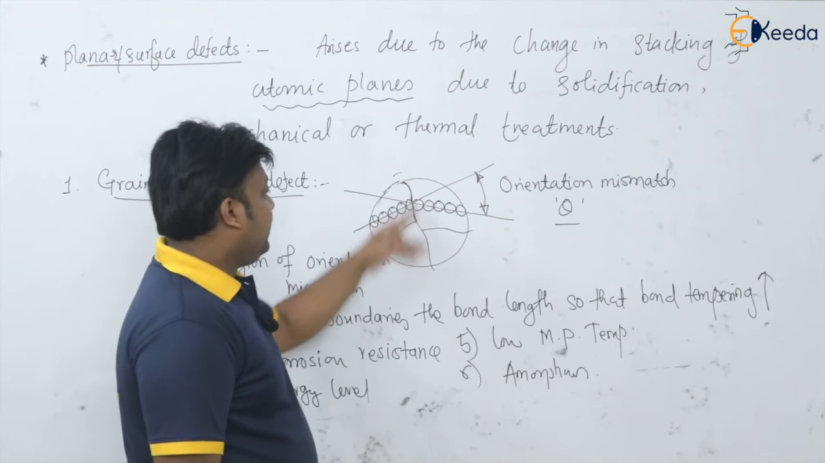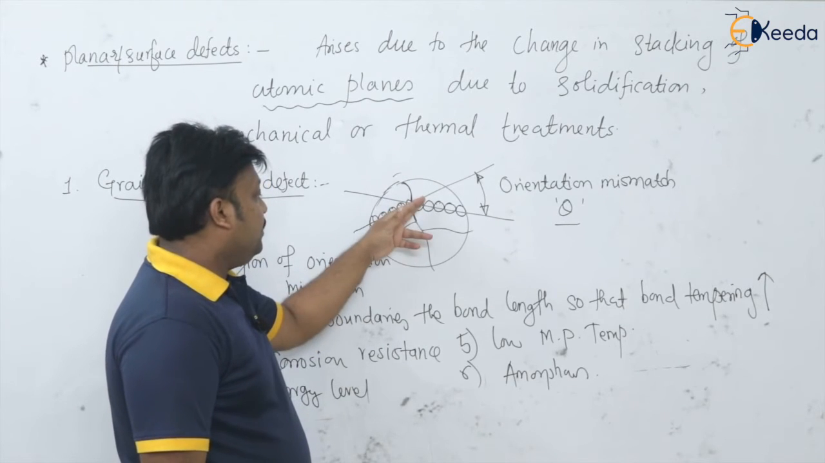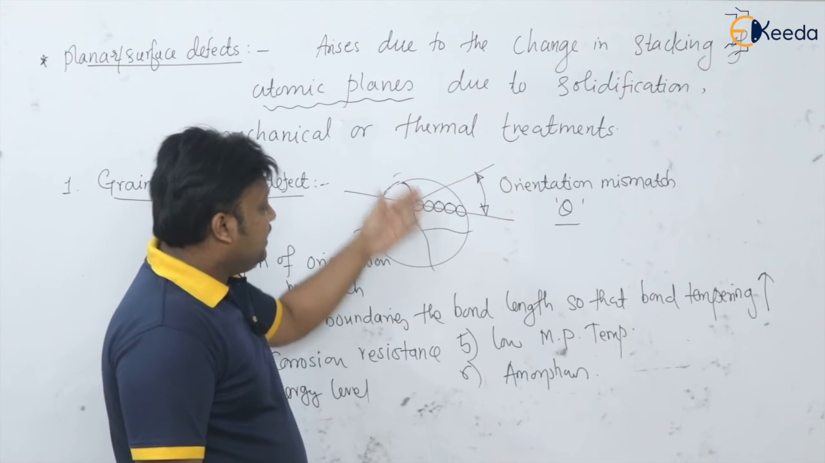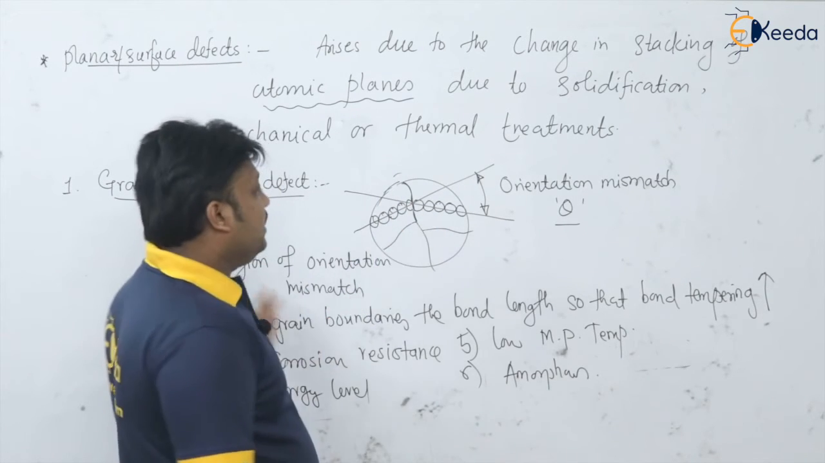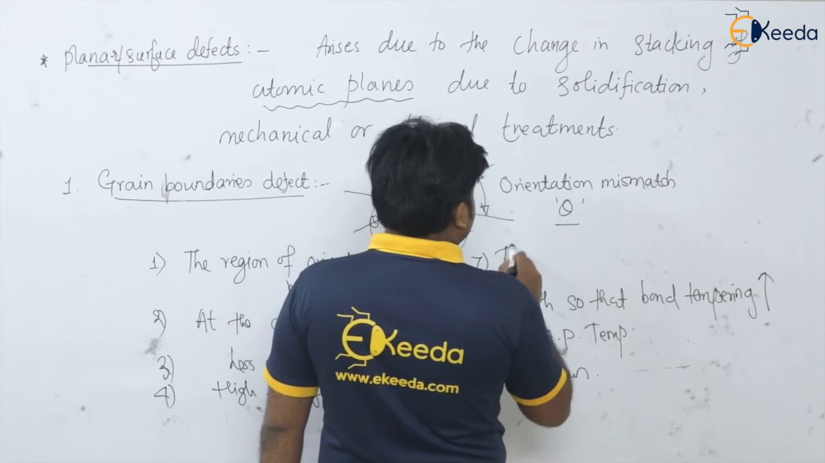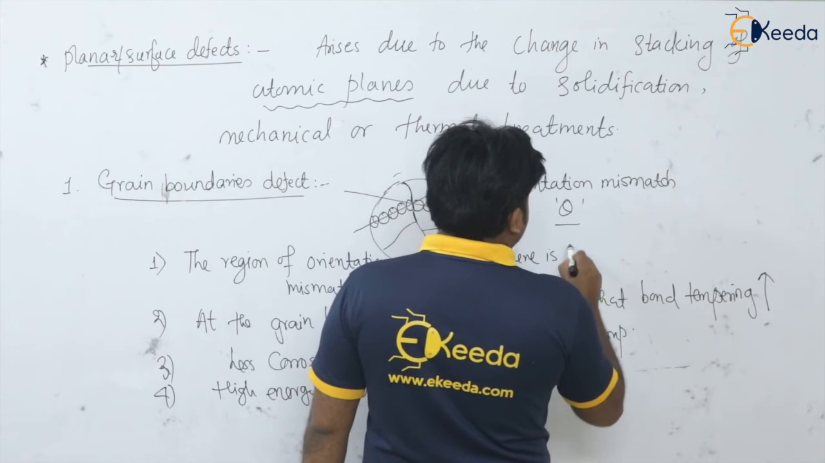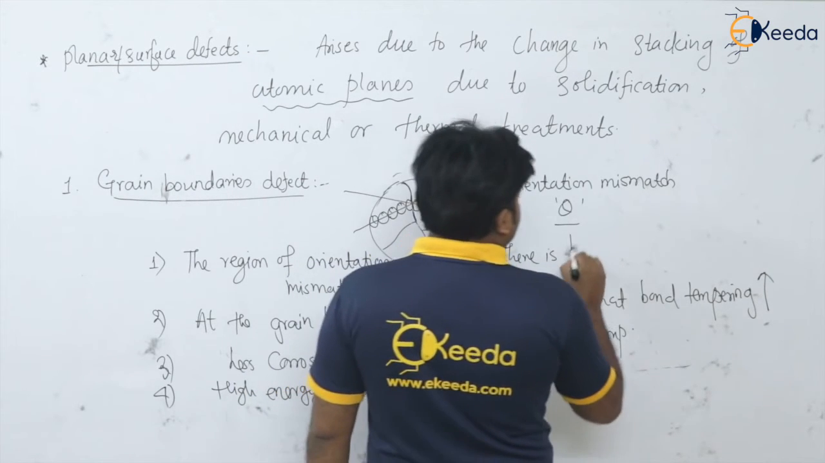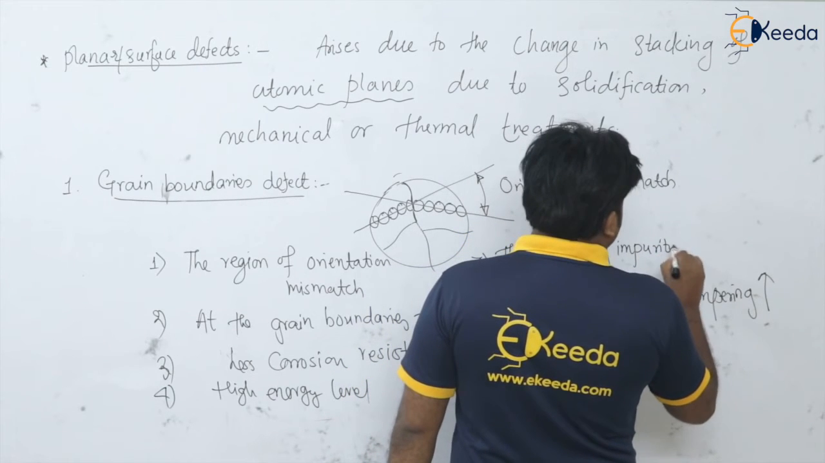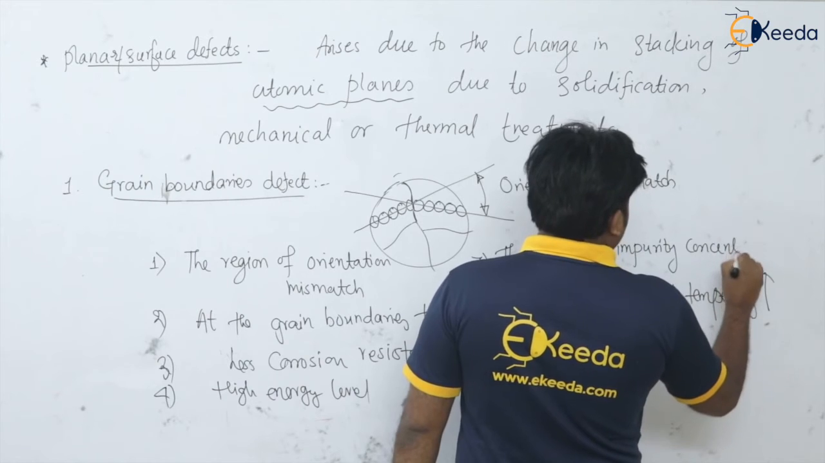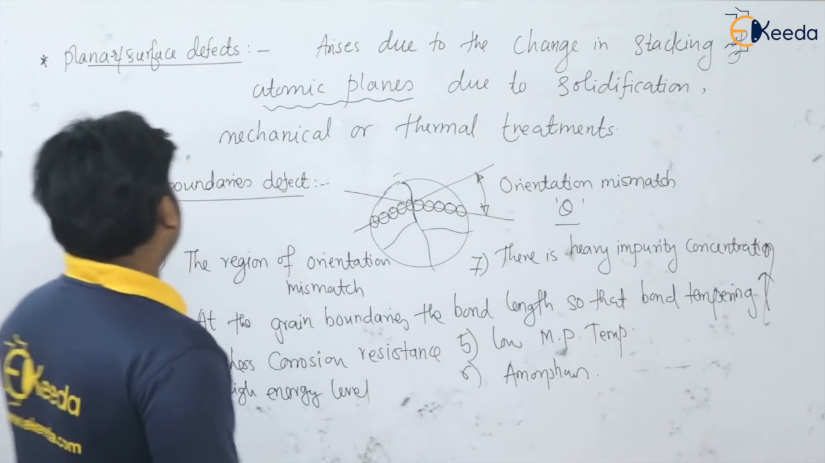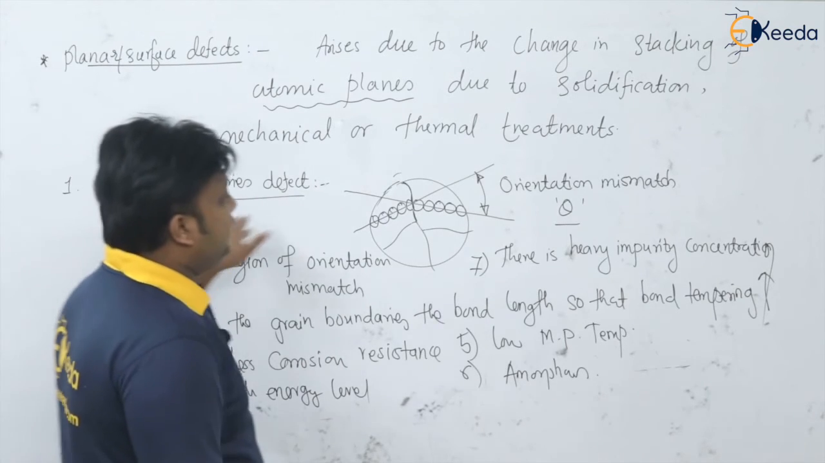ओके और ग्रेन बाउंड्री पे क्या क्या हो रहा है? सो एज बॉन्ड लेंथ यहाँ पे ज़्यादा है, यहाँ पे ओरिएंटेशन मिसमैच रीजन है, देन मेल्टिंग पॉइंट लो है, एमॉर्फस रीजन है, एंड वन मोर थिंग इज दैट, सेवेंथ पॉइंट आई कैन राइट हियर, there is heavy impurity concentration. So this is the grain boundary defect.